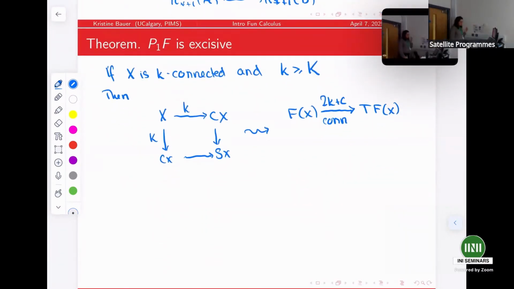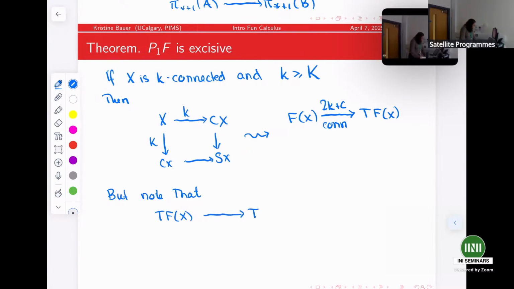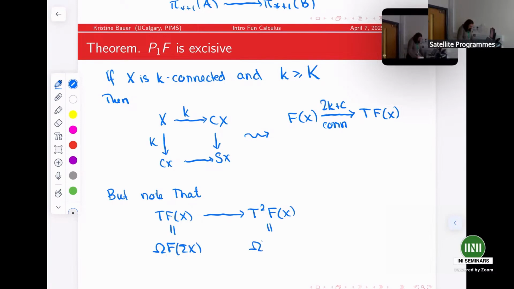And the part of this proof that I wanted to show you is that now if I try this with T, T is going to be even more connected. So as a result of this, I look at TF of X and I ask, how connected are you to the next one in the chain? But this is loop F of suspension X. And this is loop squared F of suspension squared X.